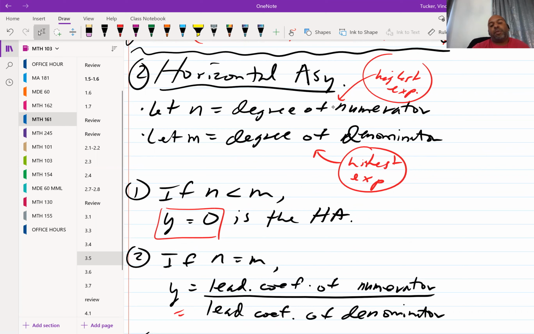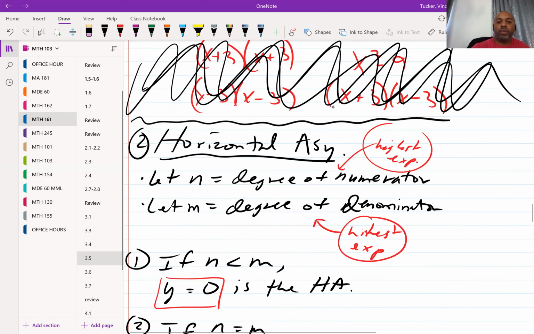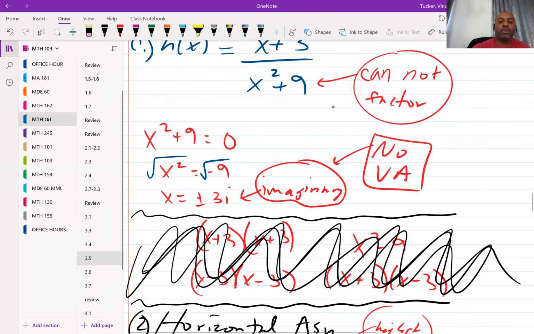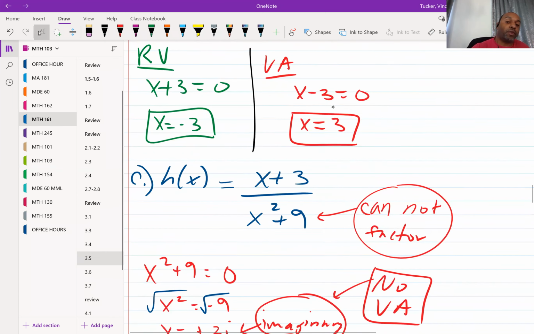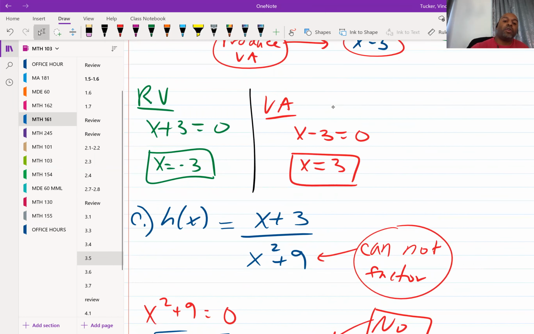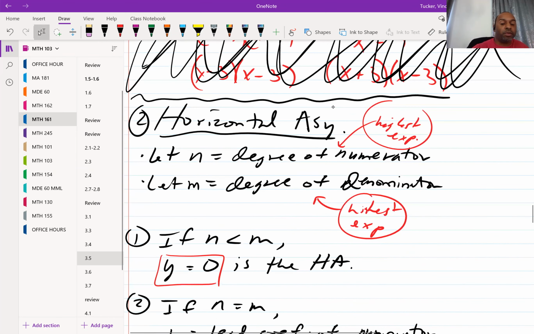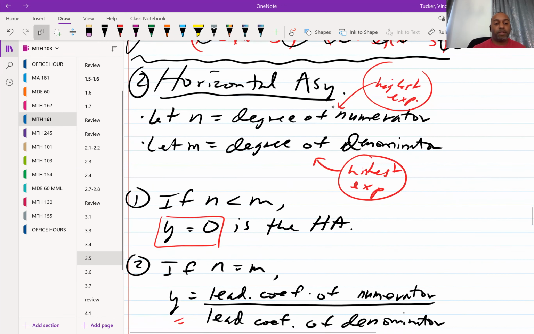So if the highest exponent in your numerator is less than the highest exponent in your denominator, y is going to be equal to 0. Also, notice we're looking at y equals now. But when we were doing our vertical asymptote, we had x equals. So vertical asymptotes, x equals, horizontal asymptote, y equals. So make sure you take note of that.